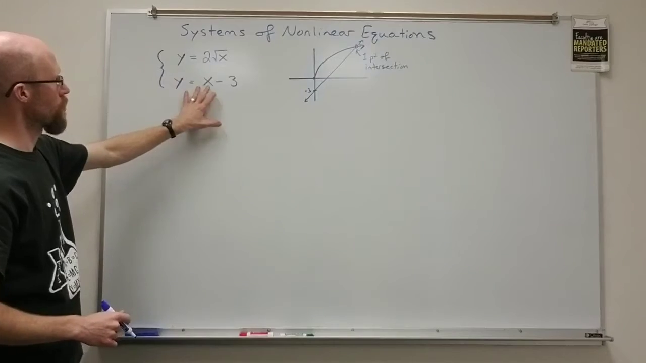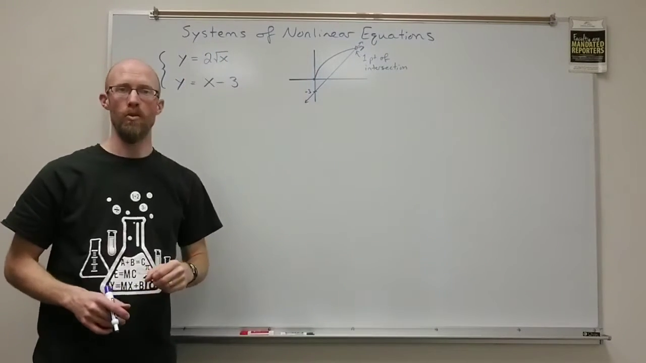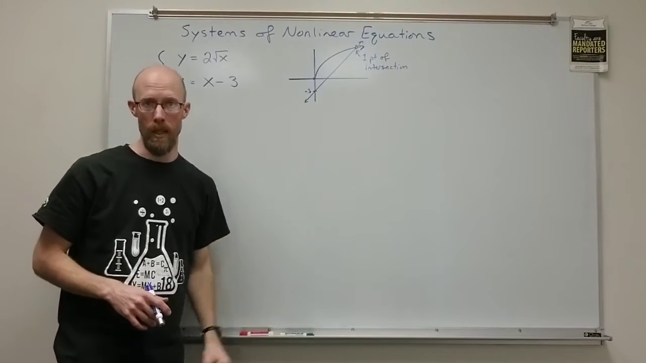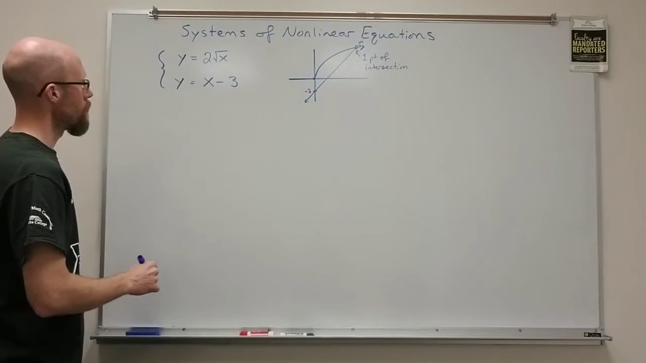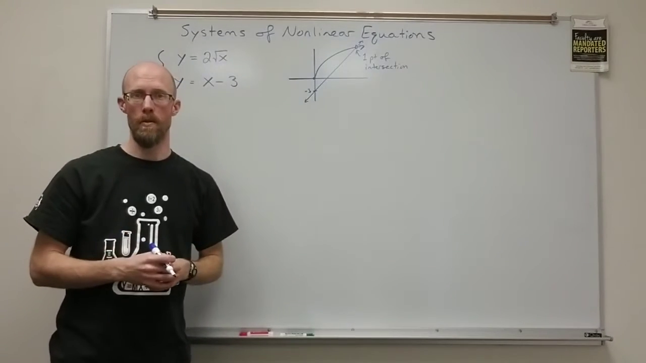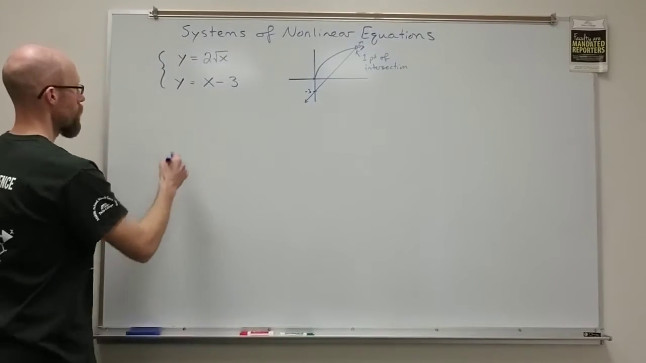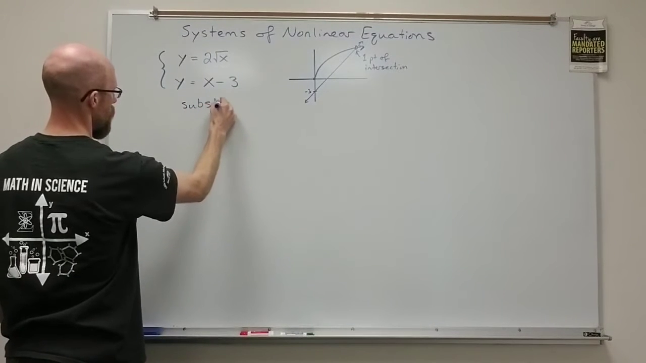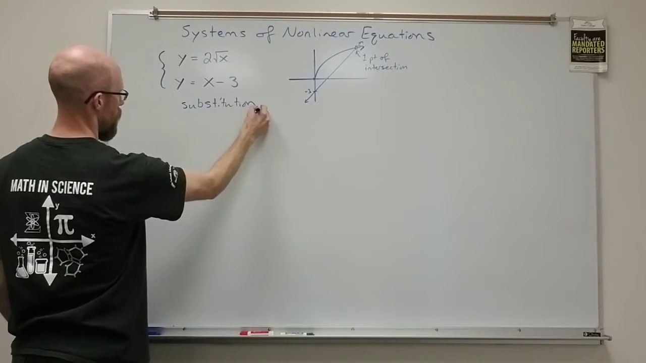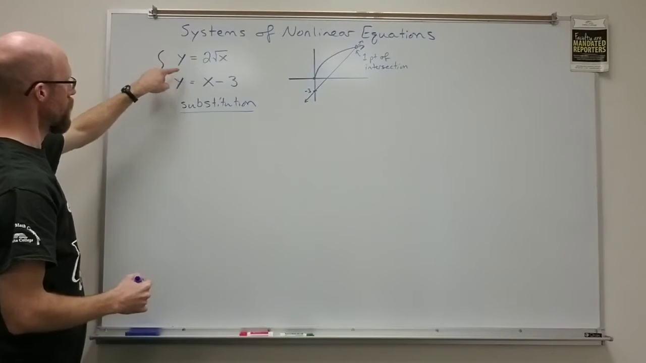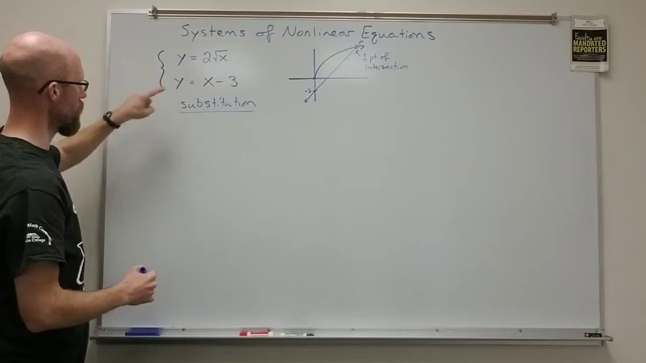And so with systems of nonlinear equations, you can have a linear equation, but they're not both going to be linear. Okay, so now let's think of a method for solving these. Well, I'm going to go with the substitution method. And what I'm going to do for substitution is I'm going to substitute one expression for y into the other one.